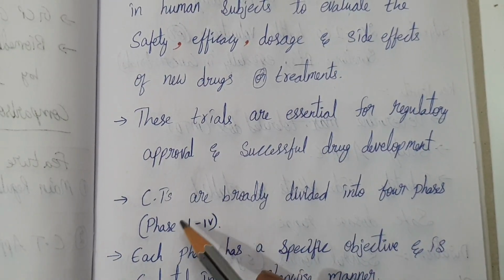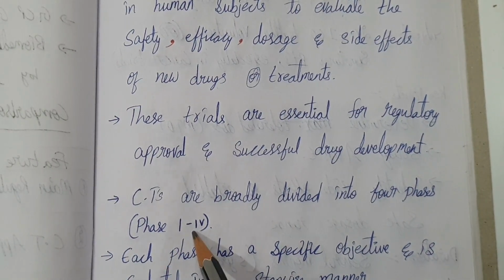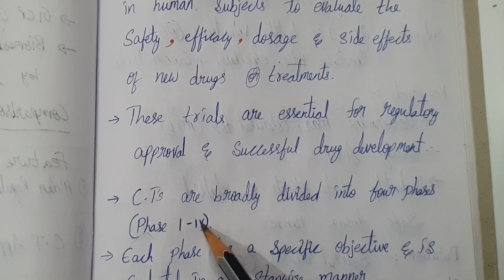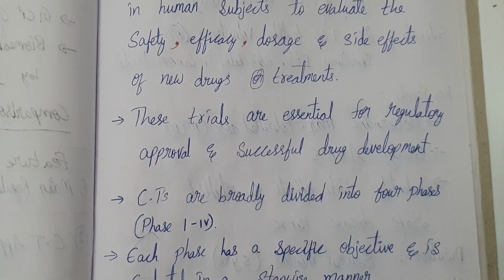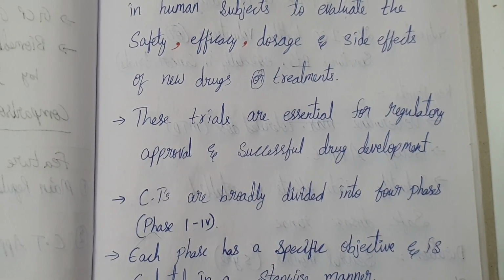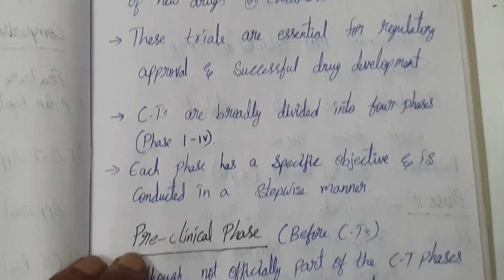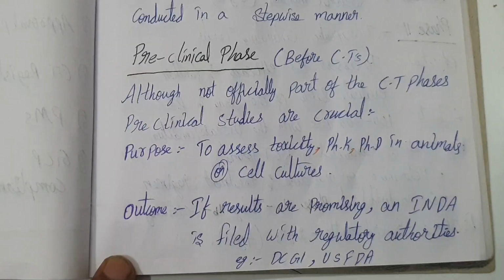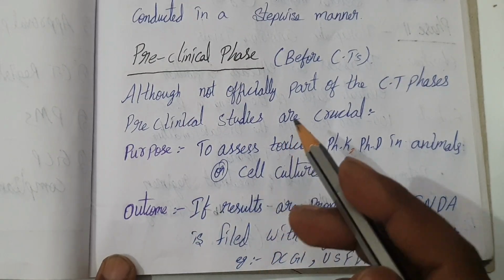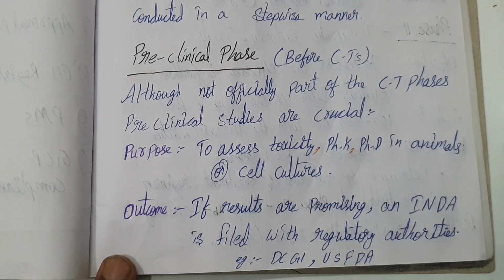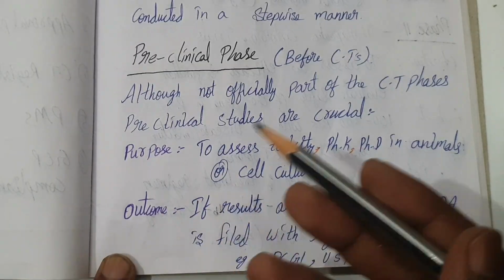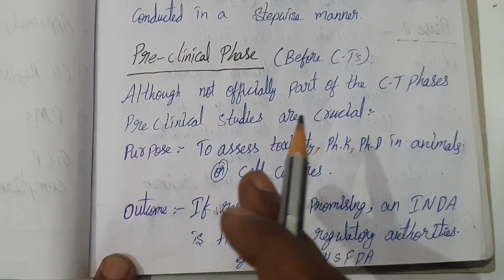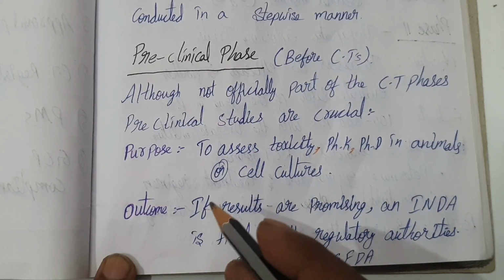Phases of clinical trials are broadly divided into four main stages, that is phase 1, phase 2, phase 3, phase 4. Before that, there is a very important step known as the preclinical phase. It means before humans, we are testing on animals or doing it in the lab.